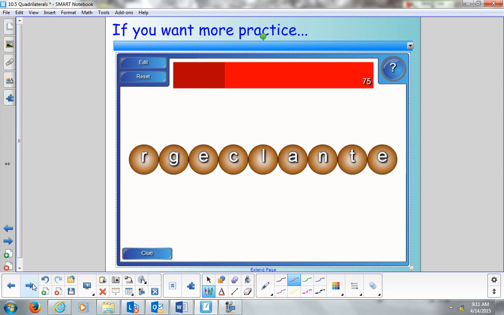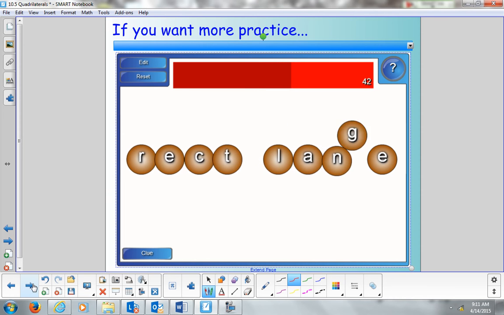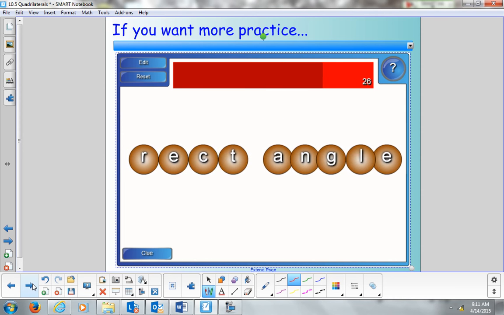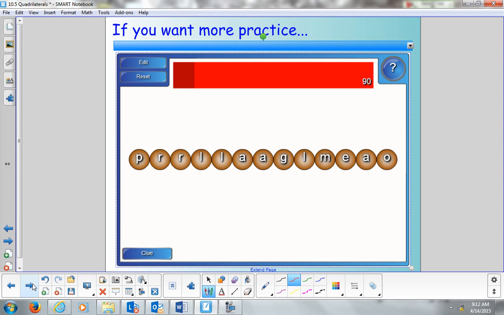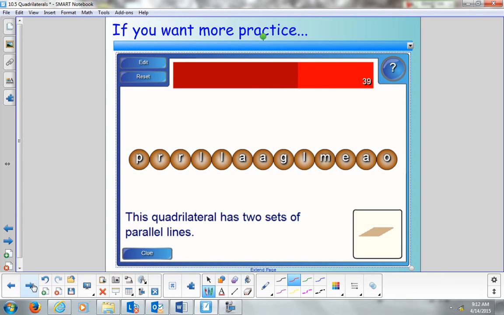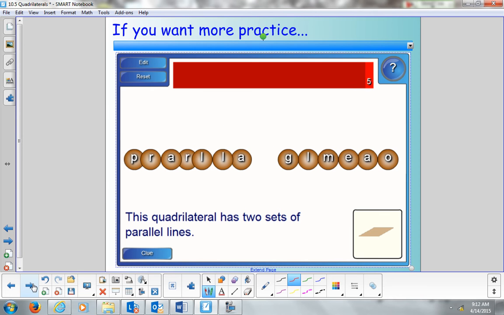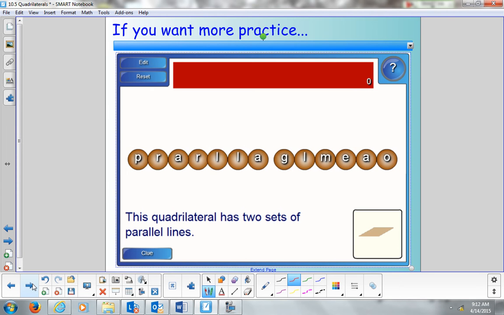All right, how about this? Oh, rectangle. R-E-C-T-A-N-G-L-E. Rectangle. How's that one? Rectangle. Why is it not letting me? All right, I don't like this. All right, next. What is this? What's my clue? Quadrilateral has 2 sets of parallel lines. Oh, parallelogram. All right, we're going to play with this later.